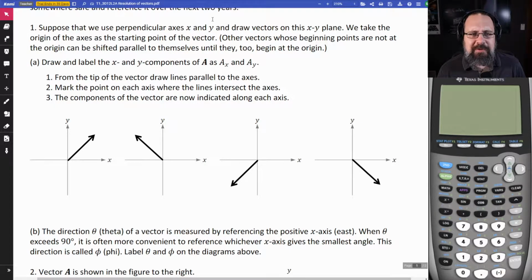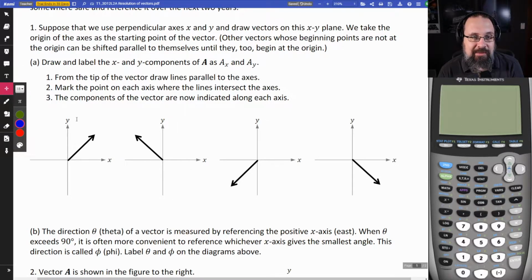Suppose that we use perpendicular axes x and y, and we draw vectors on this xy plane. We take the origin of the axes as the starting point of the vector. So other vectors whose beginning points are not at the origin can just be shifted parallel to themselves until they too begin at the origin. For these questions, we have this vector A, and what we want to do is label the x and y components of this vector.